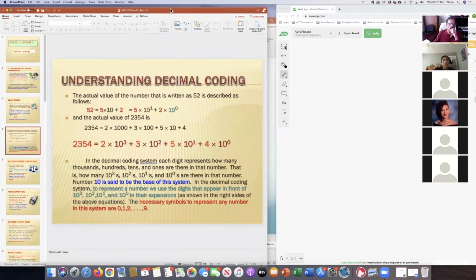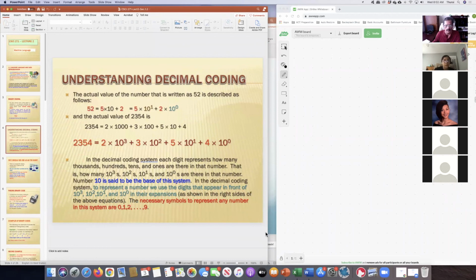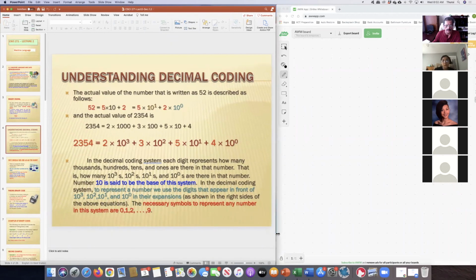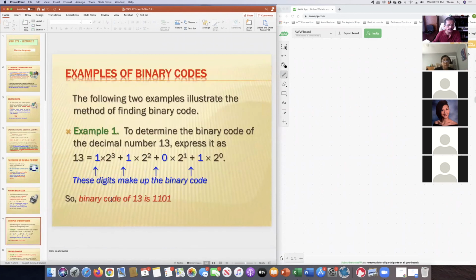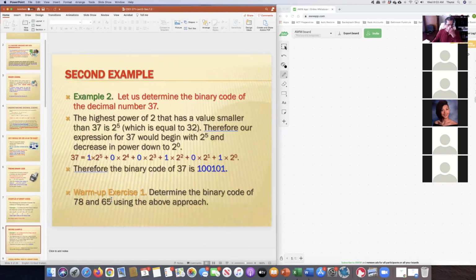Looking at the binary coding. We did the binary coding yesterday, and I'm going to go over one more example so that you can have a clear understanding. So I'm going to find the binary coding of 37. I'm going to use my writing board so that you can see how it goes.